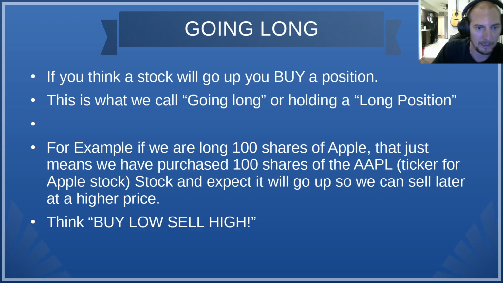So first up, going long. If you think a stock is going to go up, you will buy a position. This is what we call going long, or holding a long position. For example, if we are long 100 shares of Apple, that just means we have purchased 100 shares of the Apple stock, and we expect it will go up so we can sell it later at a higher price. Think buy low, sell high.